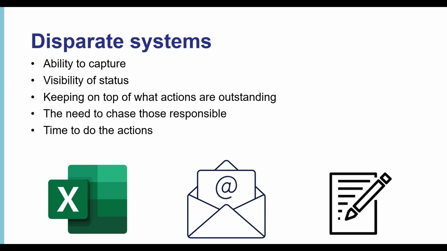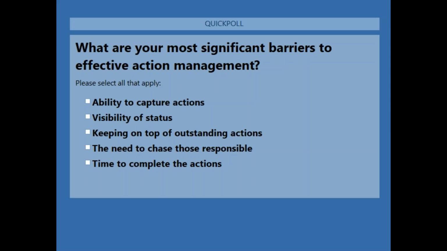So for our second poll, we would like you to tell us what are your most significant barriers to effective action management. And you can select more than one of these answers, so select all of those that apply to you. Is it the ability to capture actions, visibility of status, keeping on top of outstanding actions, the need to chase those who are responsible, and the time it takes to complete the actions? Still lots of responses coming in, so we'll give a few more seconds to give everyone an opportunity to vote.